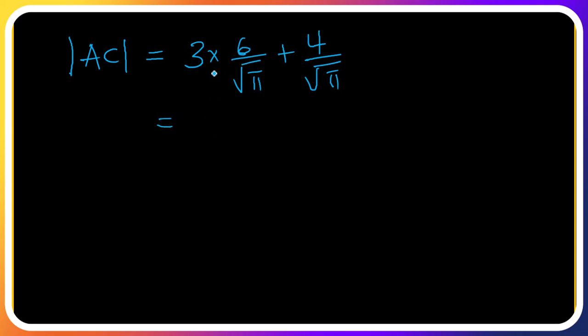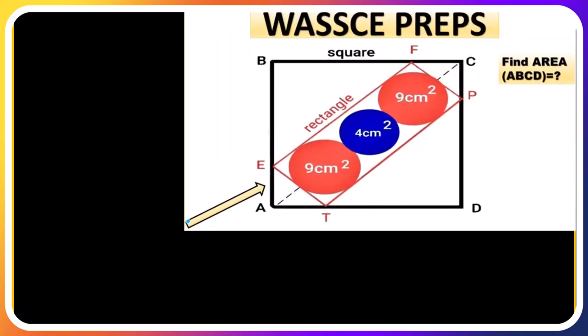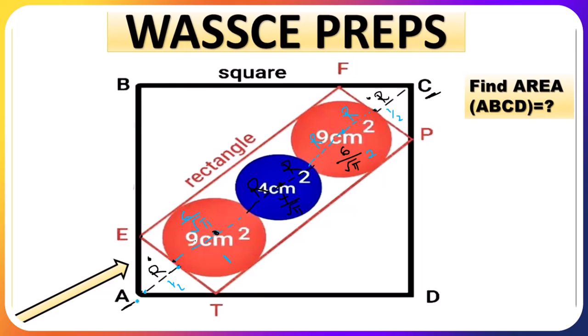So 3 by 6, which is 18 on root pi, plus 4 on root pi. 18 plus 4 gives us 22 on root pi. That is the distance from A to C. So length AC is 22 on root pi.